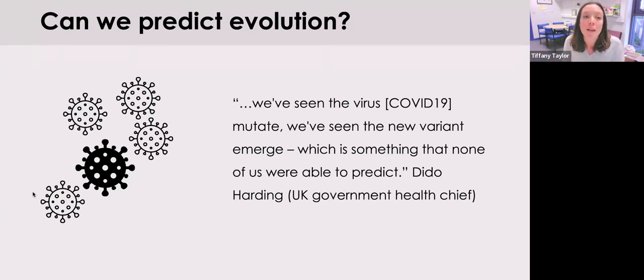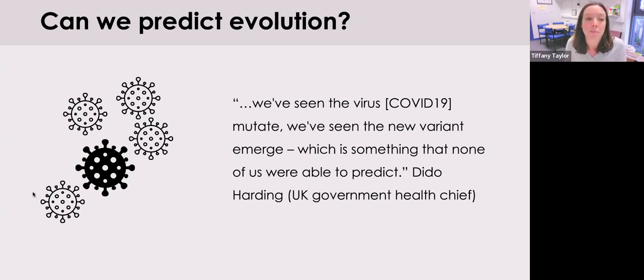So what benefits are there to being able to predict evolution? Well, there was a nice example that came from the pandemic. If there was anything nice to come from the pandemic. So this was a quote from Dido Harding, who is our health chief and head of the track and trace system in the UK up until May this year.